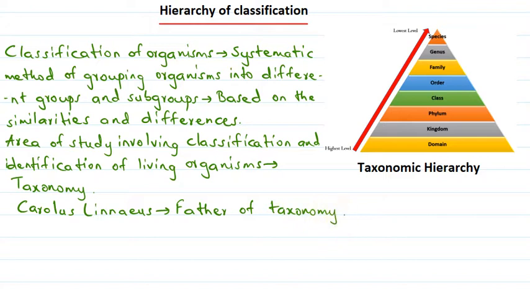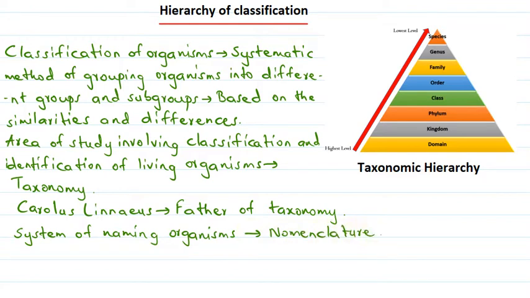Okay. So now we are familiar with the terms classification and taxonomy, and we also know who is known as the father of taxonomy. So now we will see that as we have classified organisms, we also name organisms. So the system of naming the living organisms is known as nomenclature. Okay.